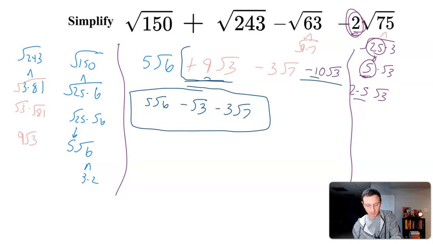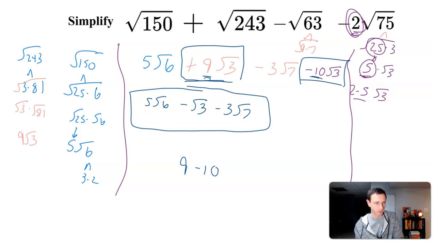We were able to combine this and this. And all I did is I did 9 minus 10. I'm just looking at the coefficients, if that's what you... I know some people have issues with calling them coefficients in front of radicals. But the value in front of the radical, 9 minus 10 is negative 1. So we just get negative 1 root 3. But we don't necessarily need the 1 in front of the radical, so I'll just leave it like that. So 5 root 6 minus root 3 minus 3 root 7. So simplifying radicals and then combining like terms.